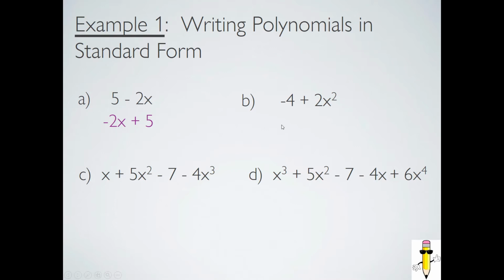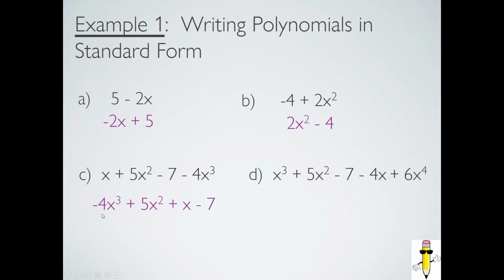And then right here, where we have negative 4 plus 2x to the second power, it is going to be 2x to the second power minus 4. Notice that the sign continues over. We are not adding negative 4, we're just saying minus 4. Right here we have x plus 5x squared minus 7 minus 4x cubed. That's going to be rewritten as negative 4x cubed plus 5x squared plus x minus 7.